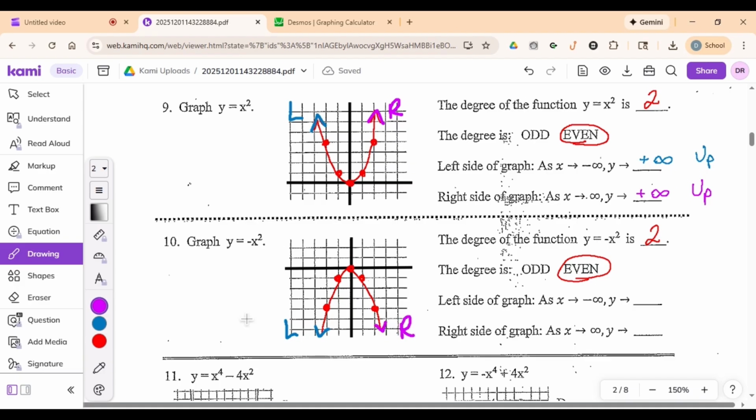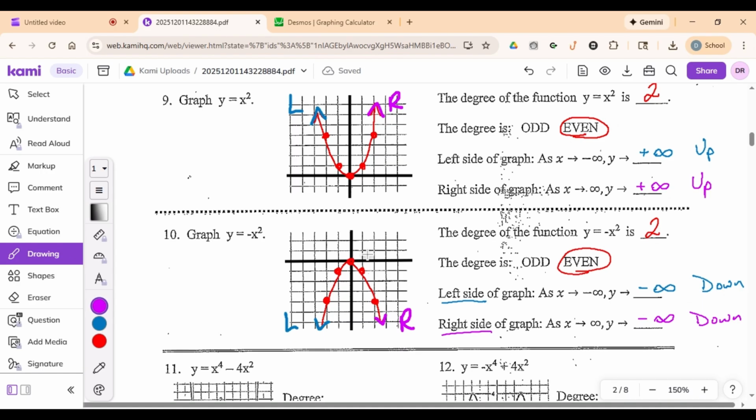So the left and the right are both pointing down this time instead of up, but they're both doing the same thing. So we're going to put the same value over here. Since the left side is pointing down, we're going to put negative infinity. And the right side's doing the same, so we're also going to show negative infinity for the right. Okay. So that's really our goal.